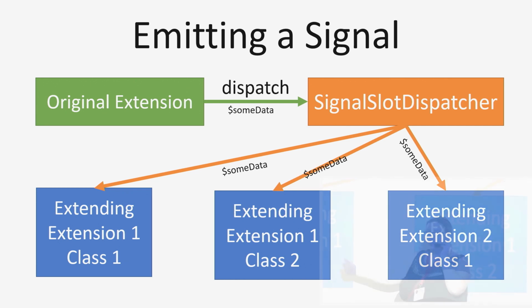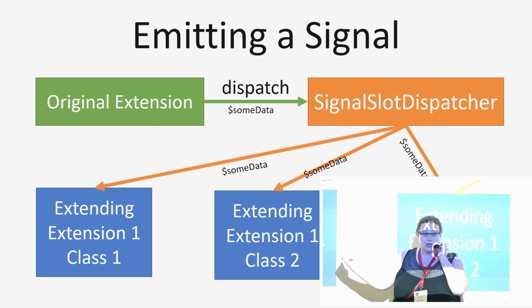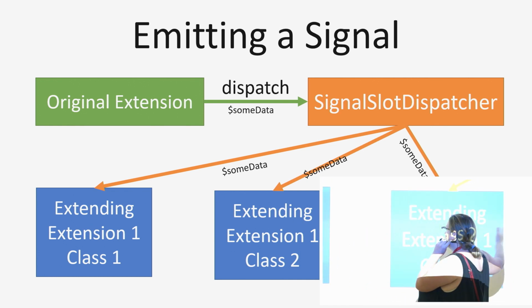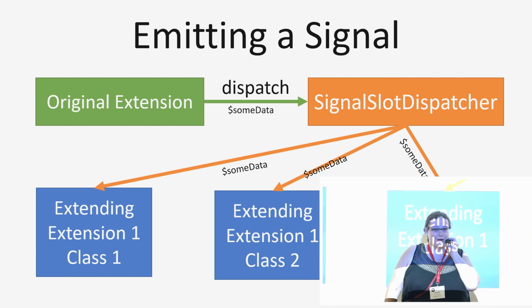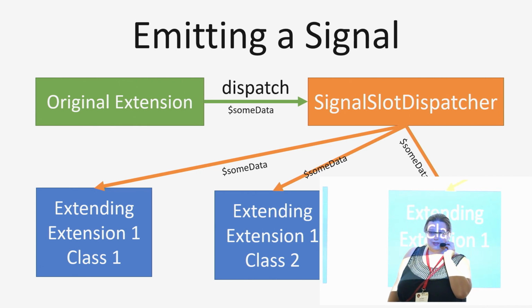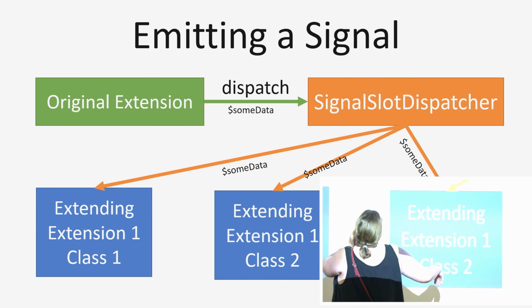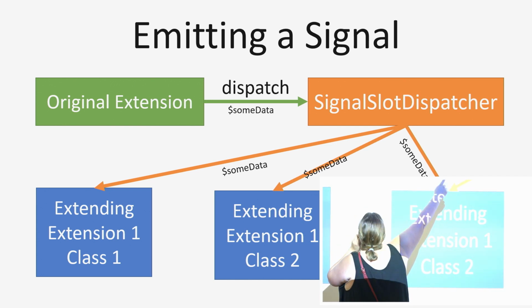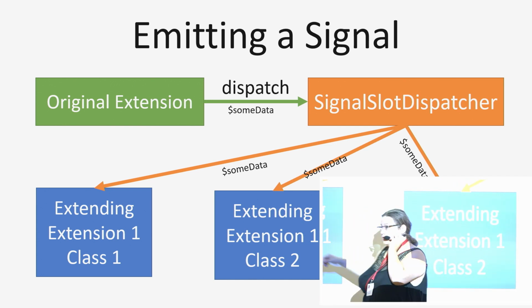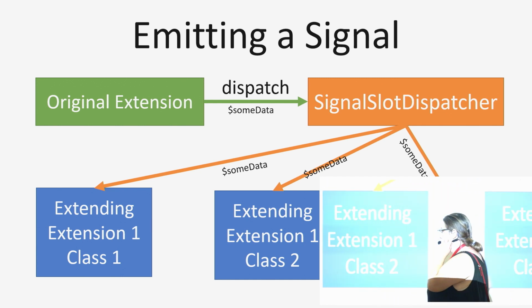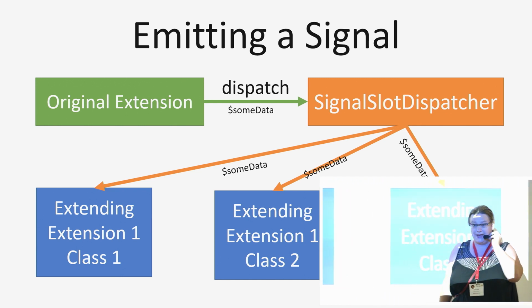Then it's sending the data to the first slot which registered. And this order is nothing you can count on. The order in which the slots are being called, you can't know about. And you shouldn't think you know in which order they are called. So the data is being sent to the first slot, to the second slot, to the third slot, and so on.